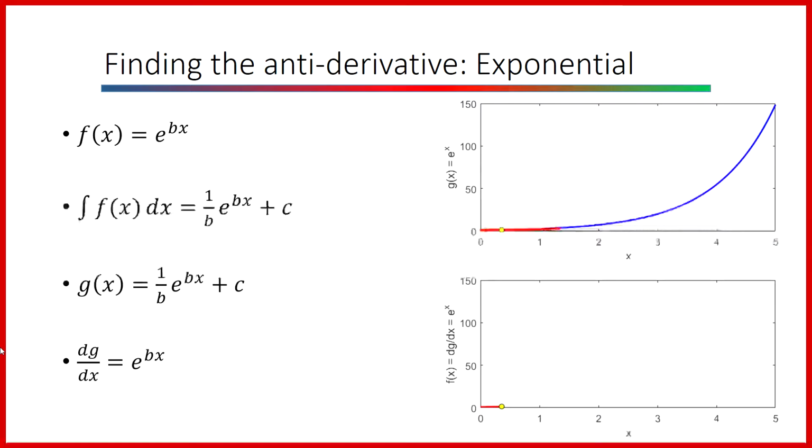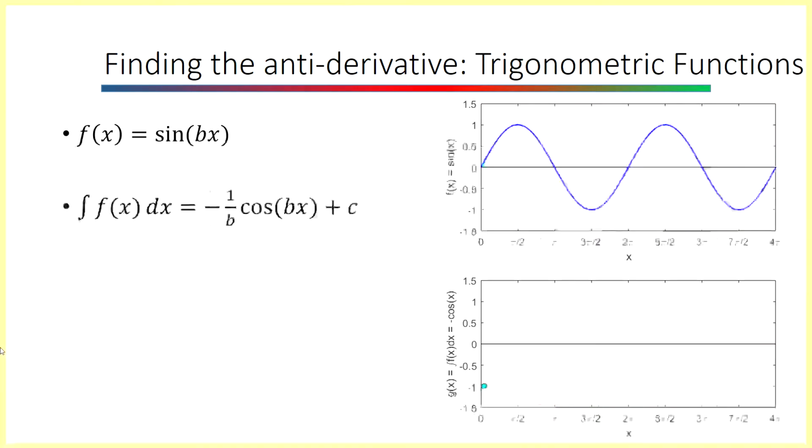Let's take the derivative of g of x equals 1 over b times e to the bx plus c. The derivative of e to the bx will be equal to b times e to the bx. So that means that the b in the exponent will cancel out with the 1 over b. The derivative of 1 over b times e to the bx is thus equal to e to the bx. Again, the derivative of the constant is 0, so the derivative of g is in fact equal to our original function, f of x. Next, let's look at one of our trig functions.